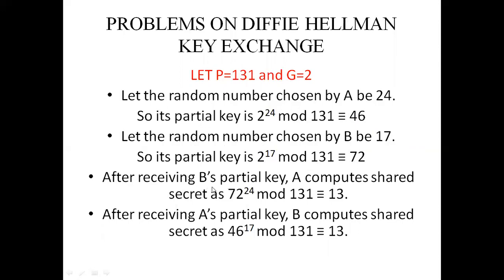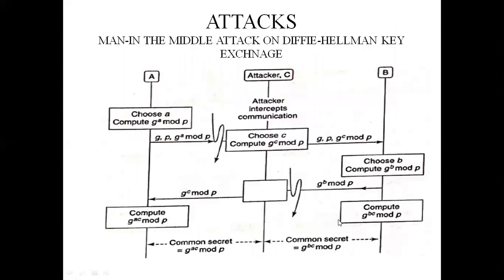After receiving B's partial key, A computes the shared secret key. So 72, which is obtained from B's partial key, we use here, with 24, the random number generated by A, and we do mod 131, which gives the congruence class 13. After receiving A's partial key, that 46 we use here, with B's random number, which is 17, and we do mod 131, and we get 13. So 13 is the same for both A and B. This is how we solve a problem.